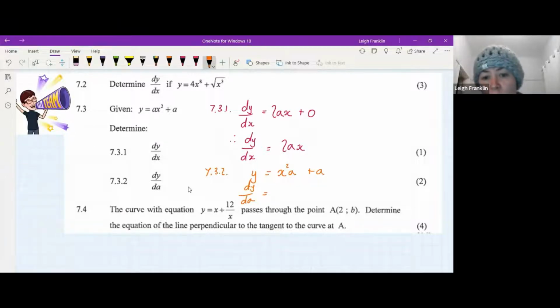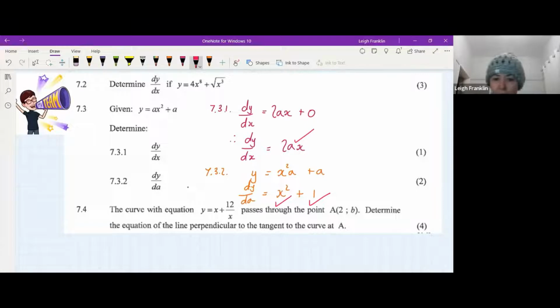So you're going to say the invisible 1 times x squared is x squared. Then you're going to take 1 away from the exponent of a. So that's why it would become a to the power of 0, which is 1, times x squared plus 1. 1 times the coefficient, and then taking 1 away from the exponent. So this one would be out of 2. This was out of 1 because it's 1 mark on the answer. This one's out of 2, 1 mark for the first term, 1 mark for the second term.